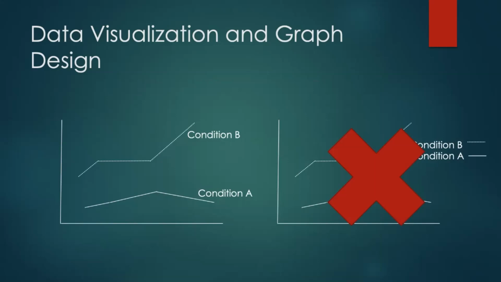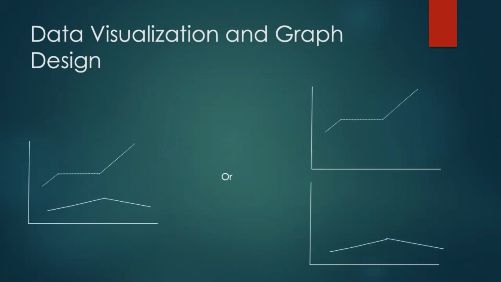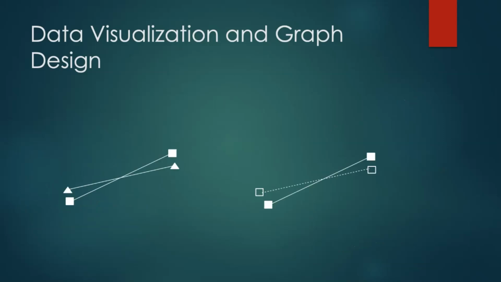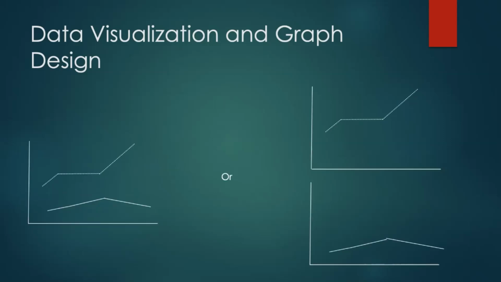Present information right near where it needs to be accessed. Again, write condition B right next to that line, and condition A next to this line, rather than requiring people to look at the line and go over and look at a key. Stack information when possible. Present it on one graph rather than two separate graphs that are going to require me to look at where a certain point falls on the x-axis and try and compare that to another graph.